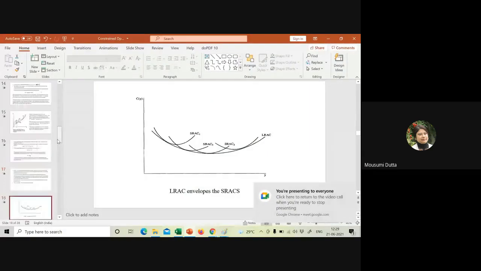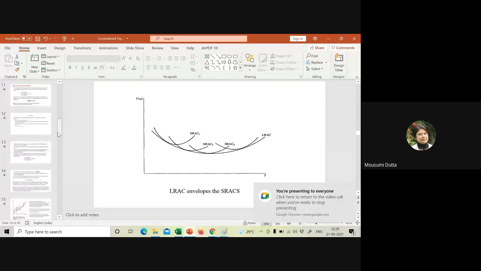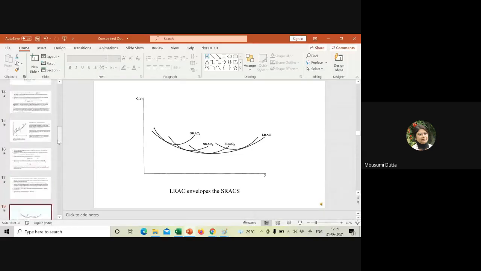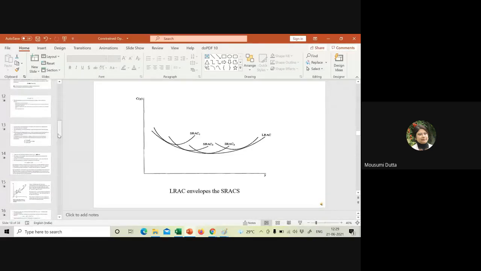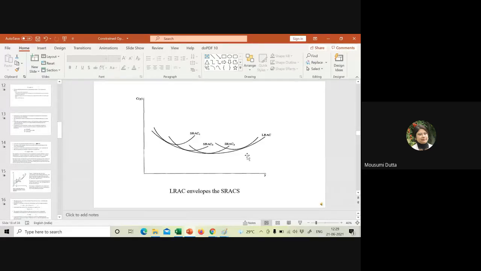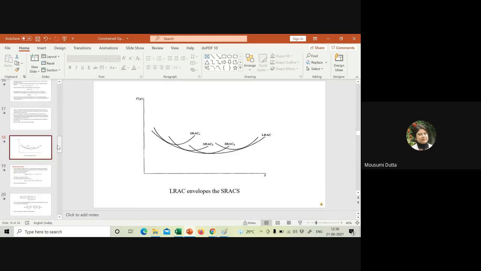Okay, so this is all about how we can present the idea of the envelope curve in the context of the cost minimization exercise. How we can present the long run total cost enveloping the short run total cost, and the long run average cost enveloping the short run average cost. So is there anything which I need to repeat once again, or any clarification you need for any portion?